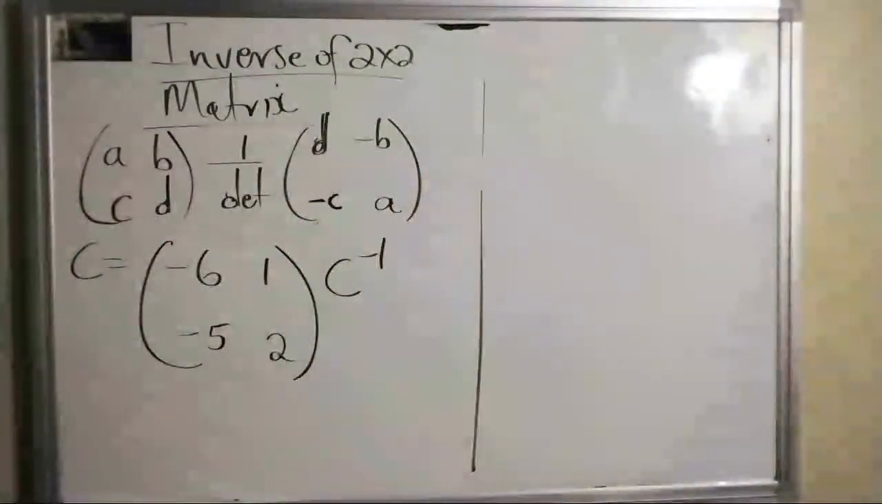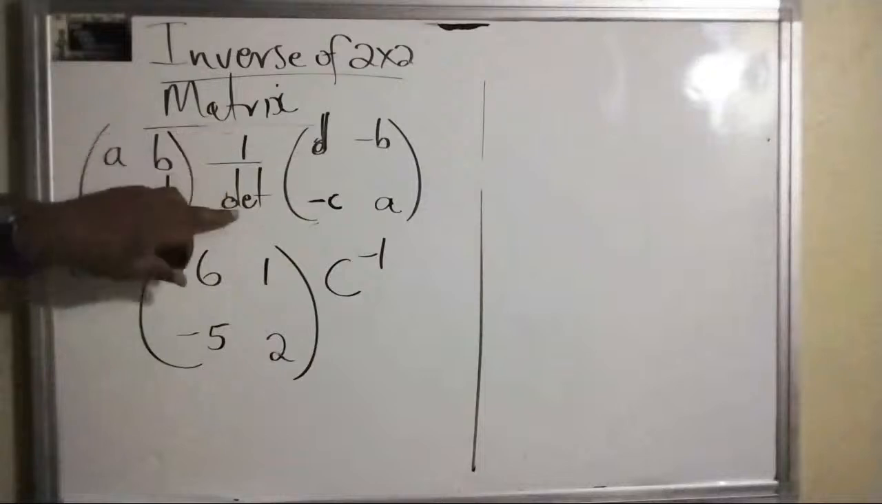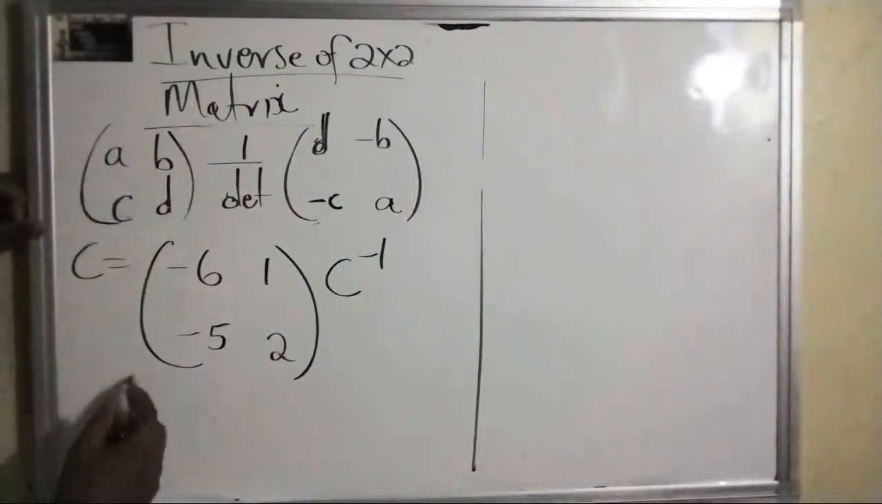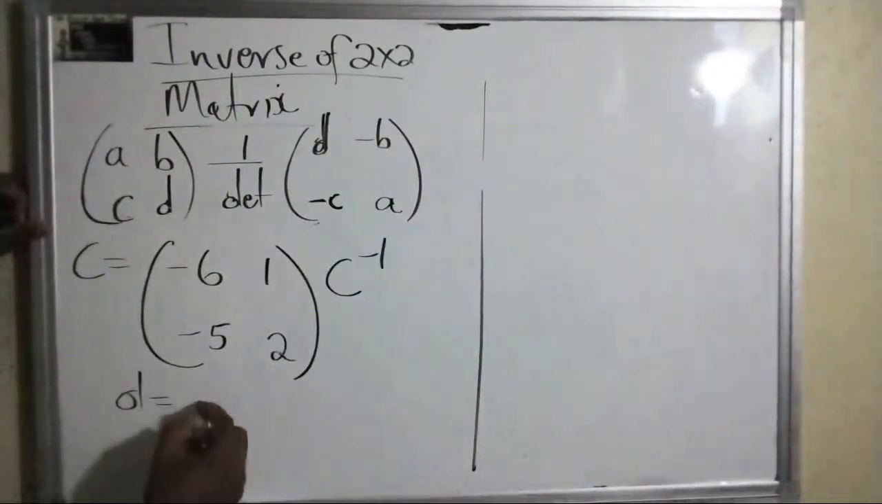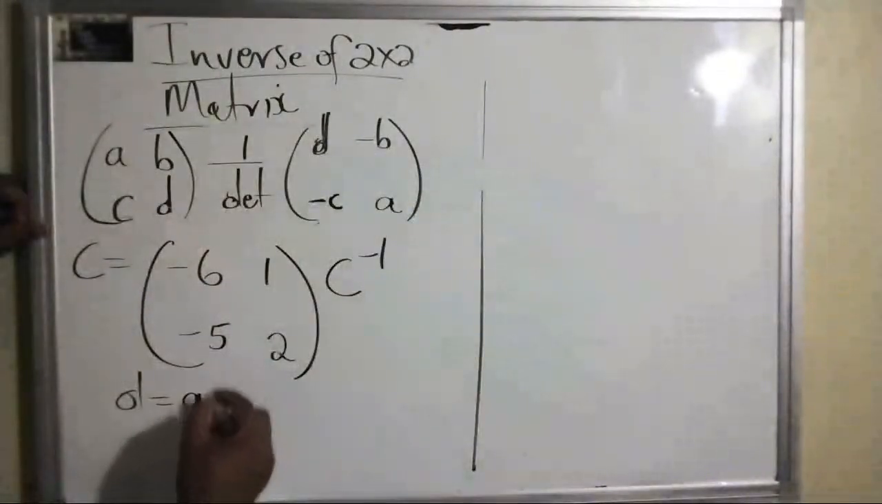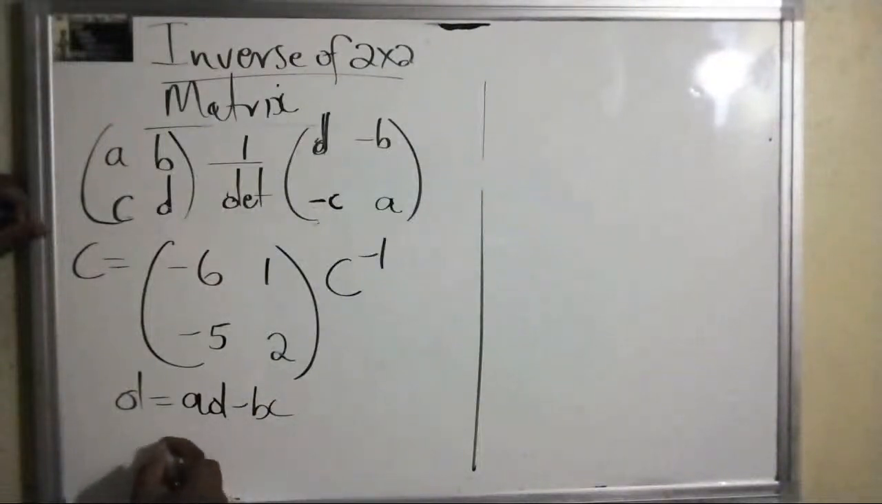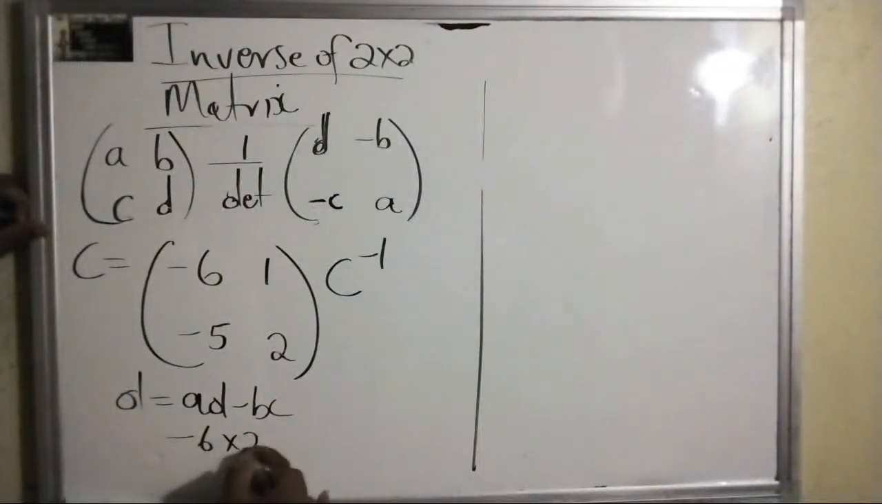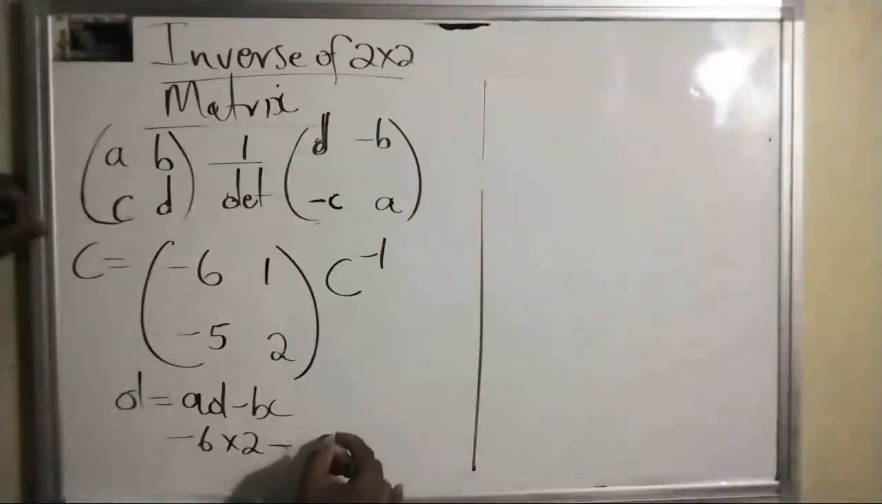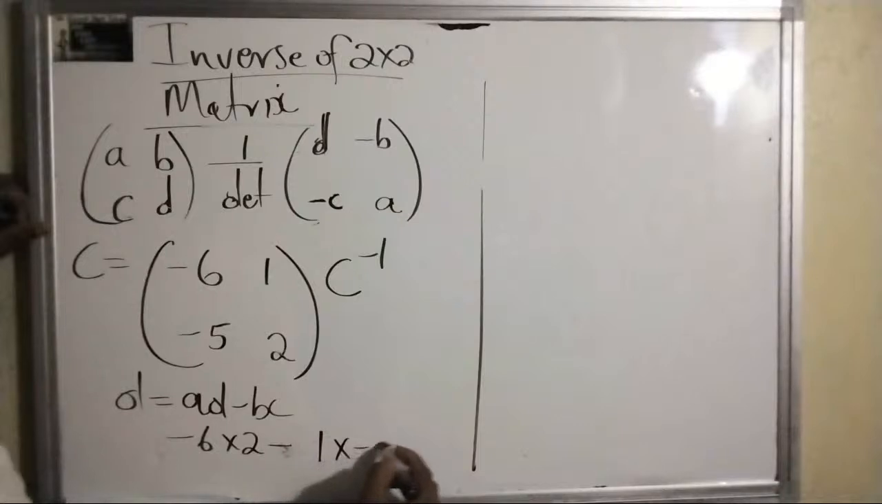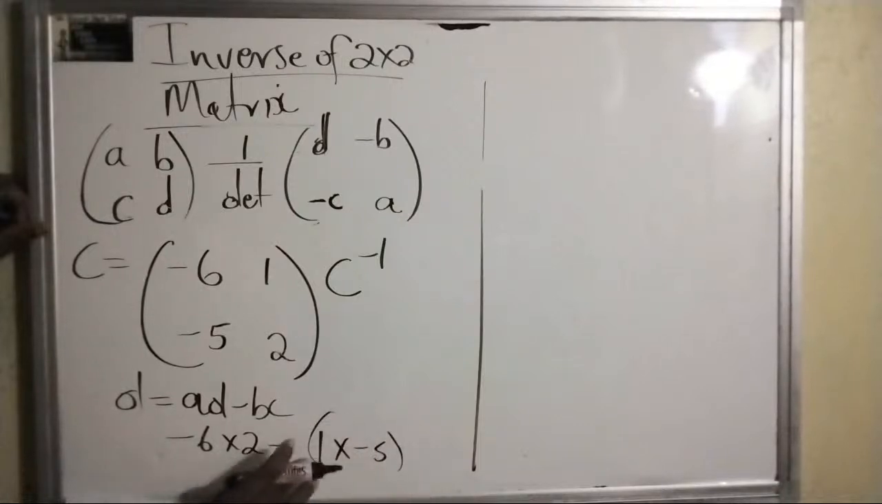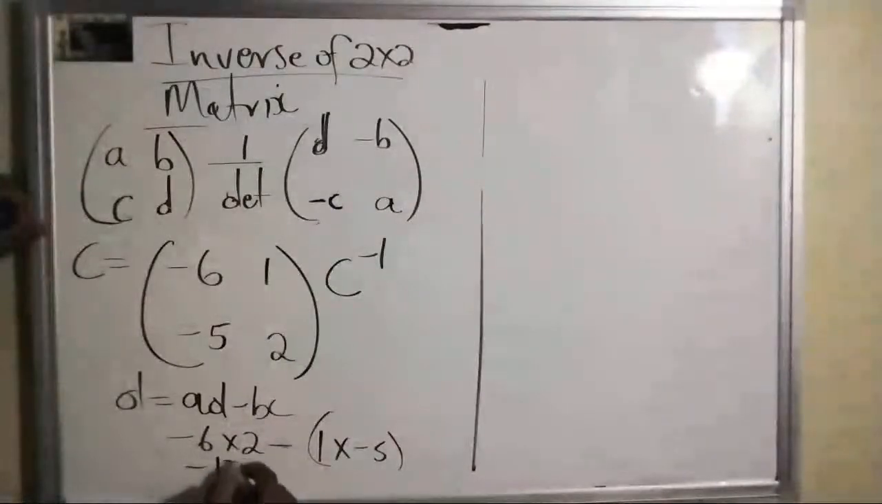Alright, so we could go ahead now. Remember we are getting it in the form 1 over the determinant. Now the determinant is AD minus BC. So it's -6 times 2, minus BC, which is 1 times -5. Can put a bracket as a little guide. So -6 times 2, that's -12. 1 times -5, that's -5.